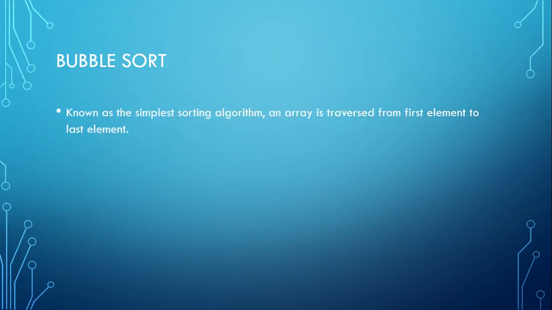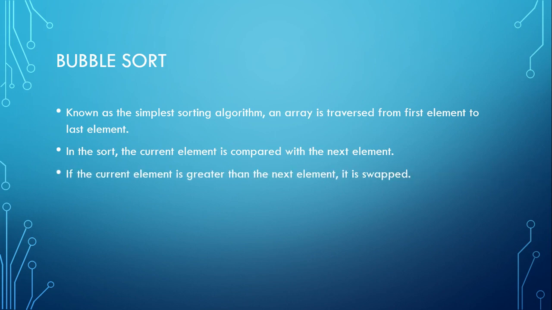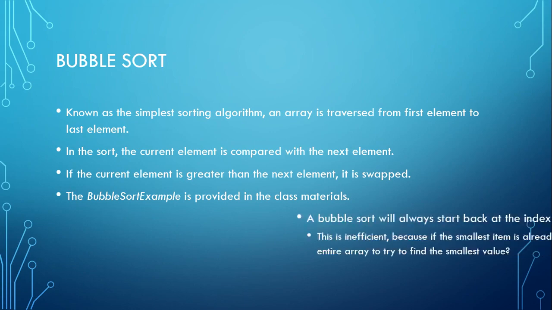This is often known as one of the simplest sorting algorithms, where an array is traversed from the first element to the last. So in the sort, the current element is compared with the next element. So let's say you have an array of 2, a very small array, it's going to compare array at index 0 with array of index 1. If the current element is greater than the next element, it's going to swap it. So it's going to take whatever was in 1, move it to 0, and what was in 0, it's moving to 1. So the bubble sort example is provided in the class materials.